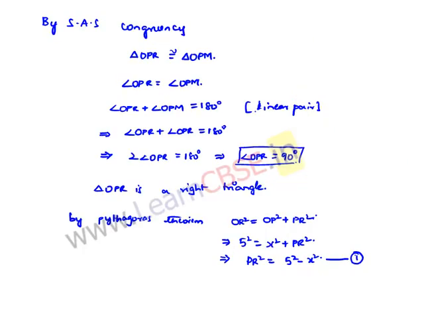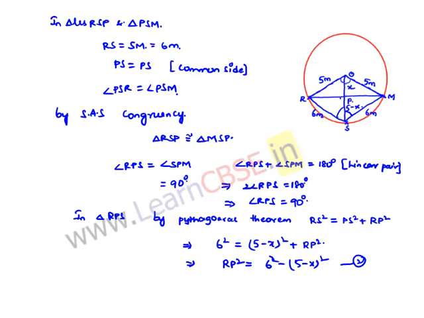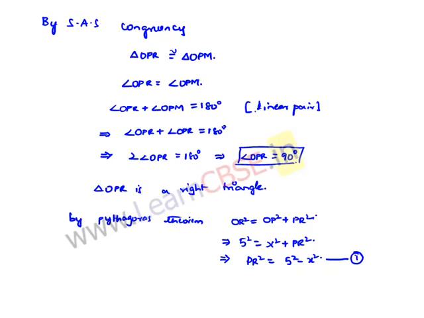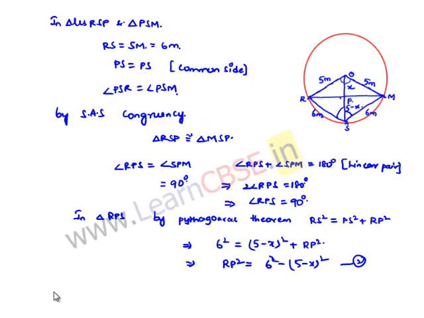Now considering 1 and 2, we got PR square or RP square on the left hand side as equal. Therefore we can equate the right hand sides from 1 and 2: 5 square minus x square is equal to 6 square minus 5 minus x whole square.